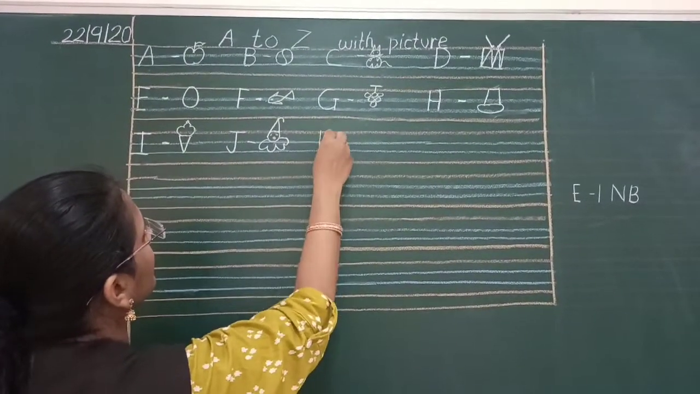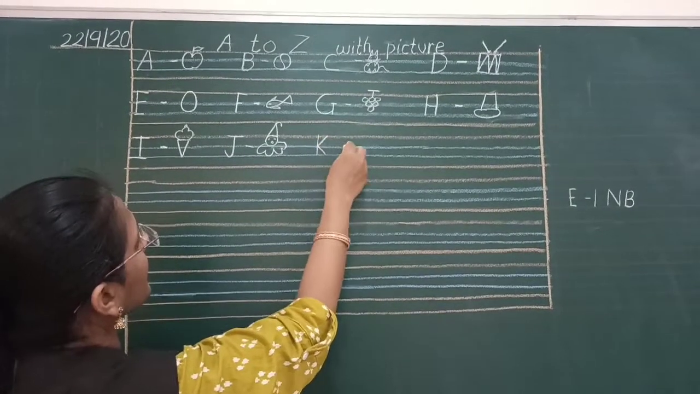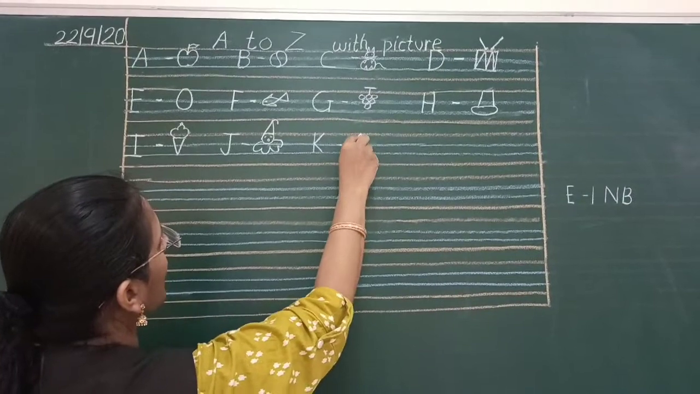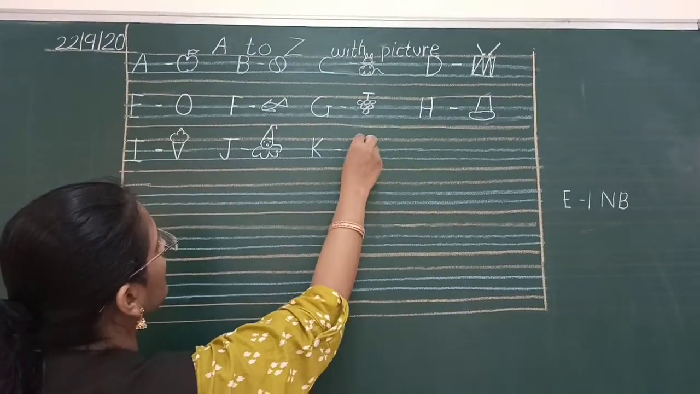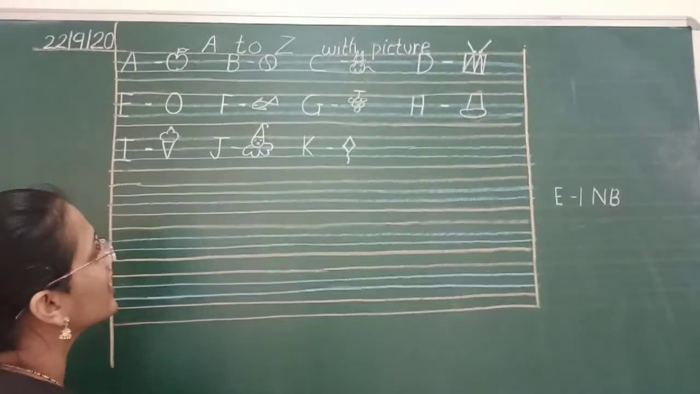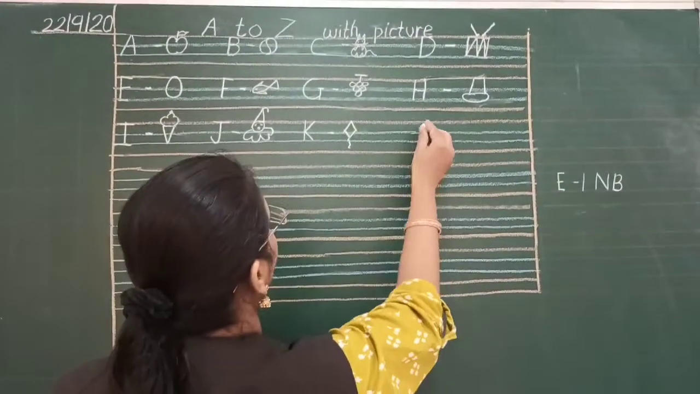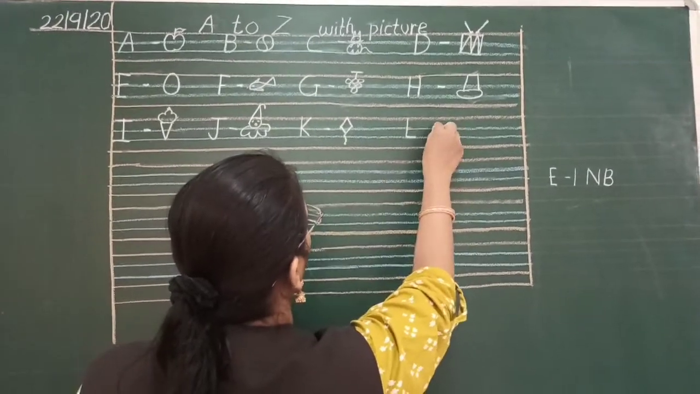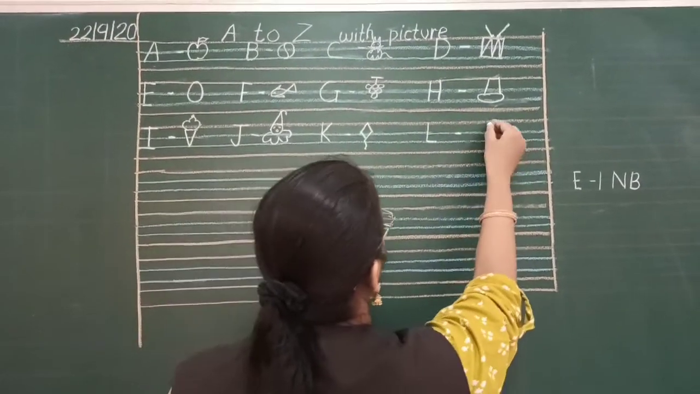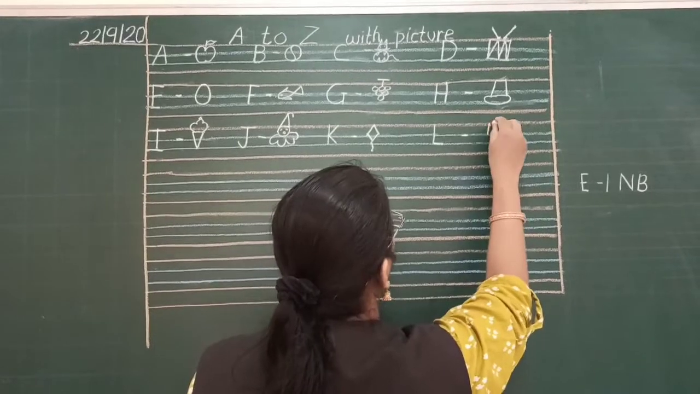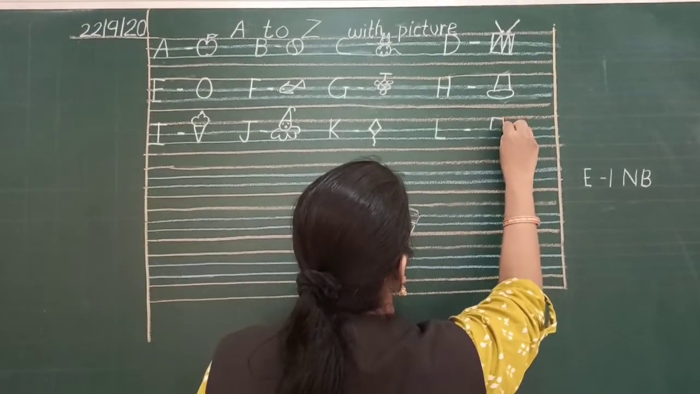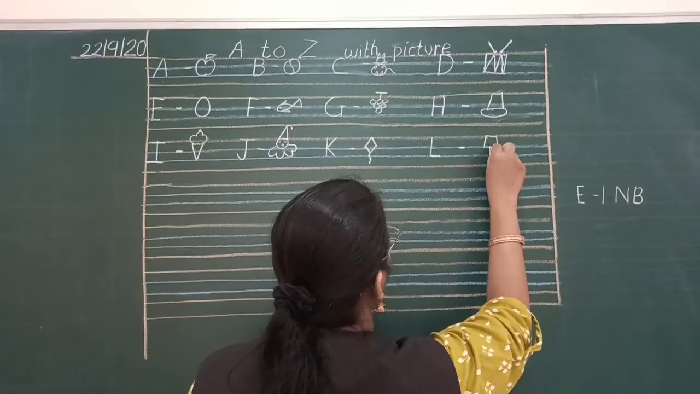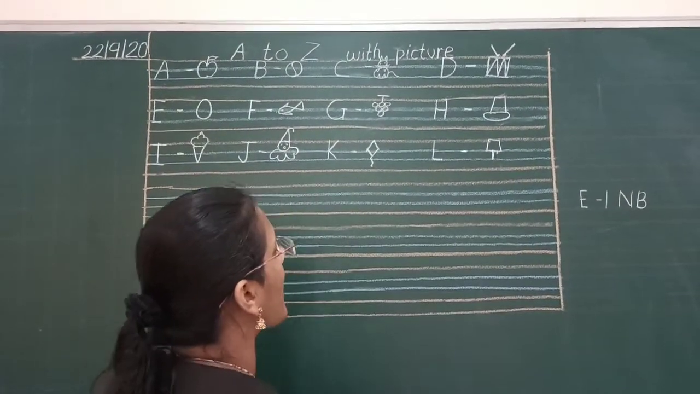After J, capital alphabet K, and K is for kite. So it is very simple to draw like this. K is for kite. After K, L, and L is for lamb. So you can draw lamb any way you know. Okay. So like this I am drawing very simple way. See, this is your lamb.